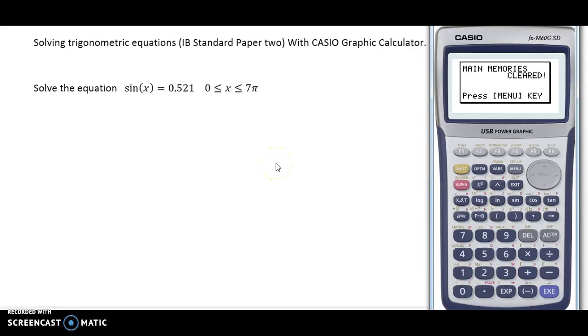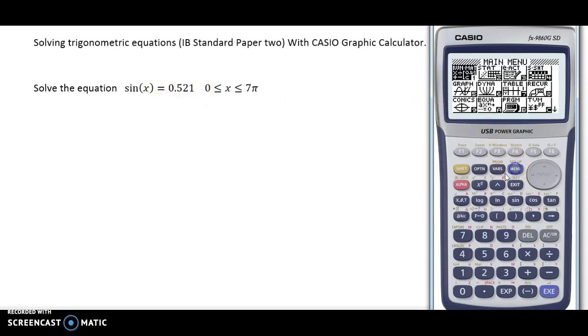Hello and welcome to this tutorial in which we're going to see how to solve trigonometric equations using the calculator. That can be, for example, in a Paper 2 for the IB Standard Level. Now, in the calculator you have many ways of solving an equation.